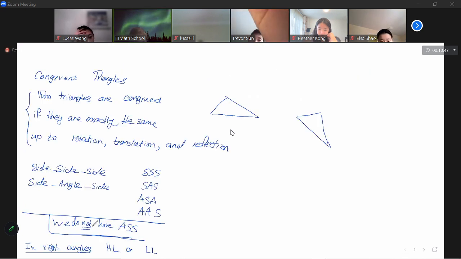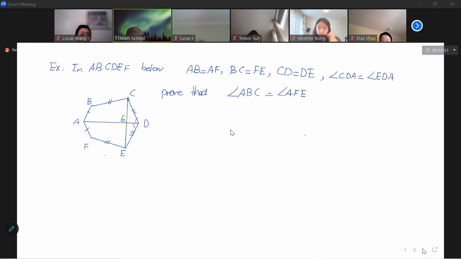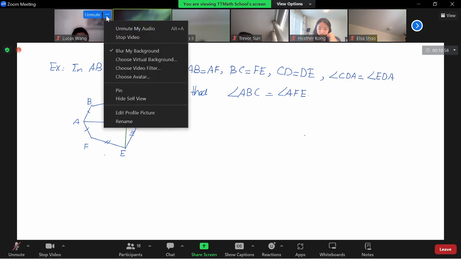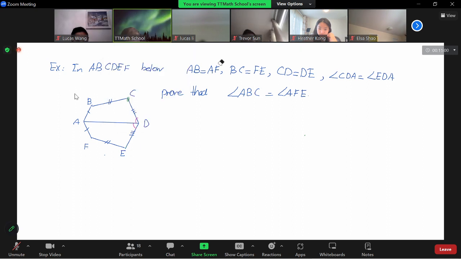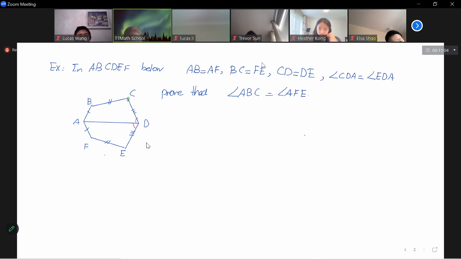Correct. Very good. So basically, SAS is one of the ways two triangles are the same. You don't really need to draw. Very good. It's correct. You may do it differently. You don't really need to draw a triangle here. We already have quite a lot of triangles, right? CDA. This is one way, which is very correct.